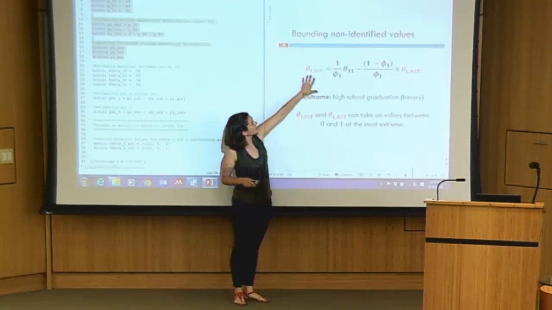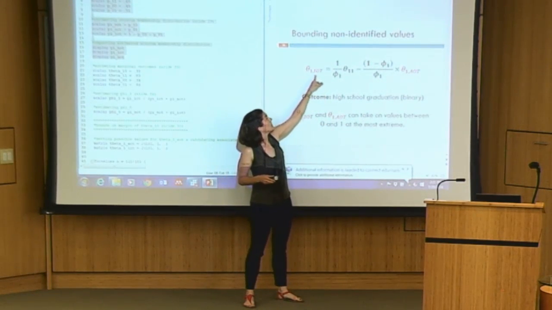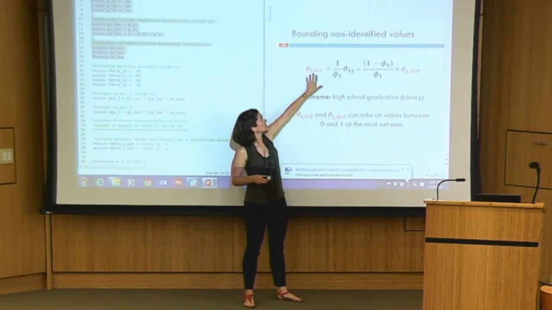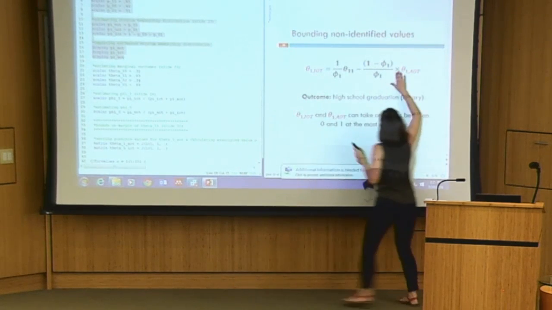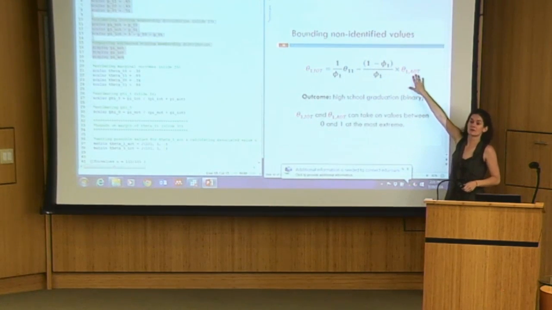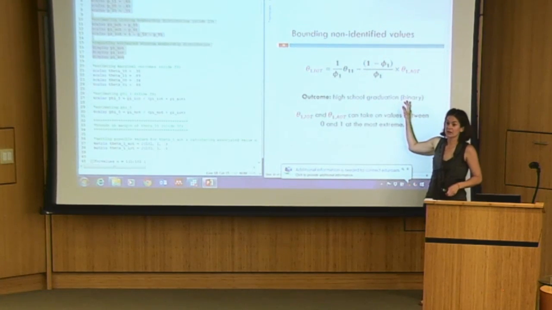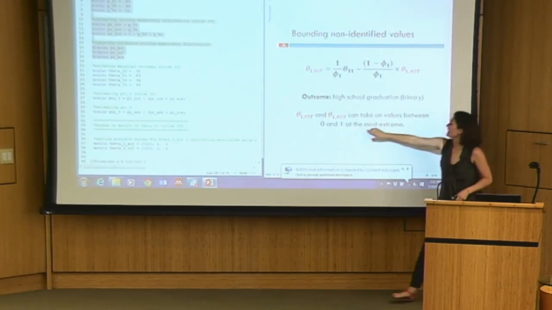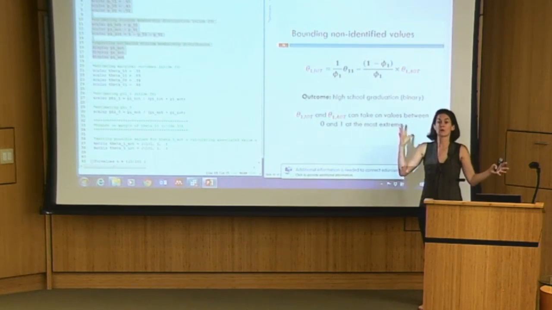We're going to return to thinking about this expression right here. This is the expression that gives us the trade-off between the value of the outcome, this proportion, under treatment for those who are induced on track, and the value here under treatment for those who are always on track. Our outcome is high school graduation. It's binary, so these are proportions. They can take on values between 0 and 1. And knowing that is quite convenient.